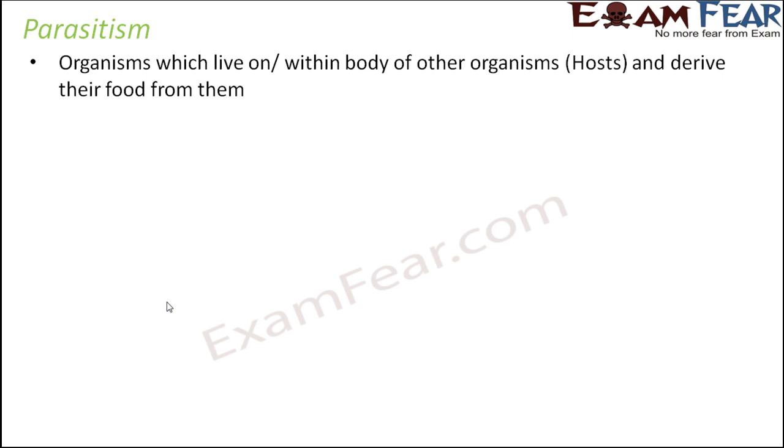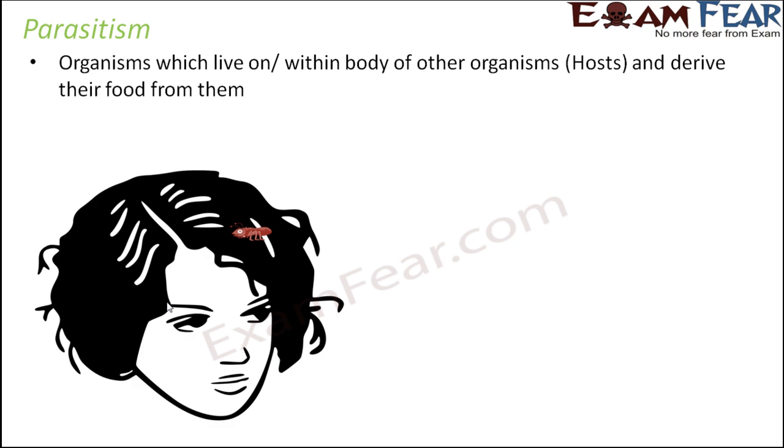The third population interaction is parasitism. So what is parasitism? In this process, organisms live on or within the body of another organism and derive their food from them. So it is like one organism will live inside another organism, so that another organism would be a host. And then the organism will derive its food from the host.